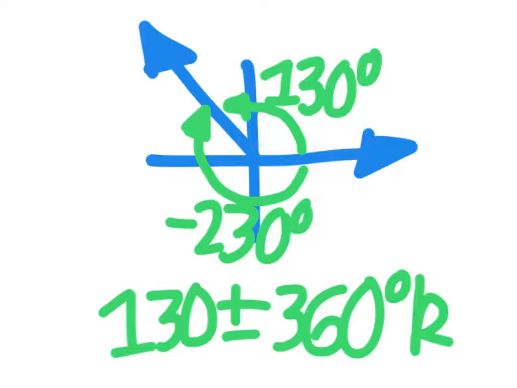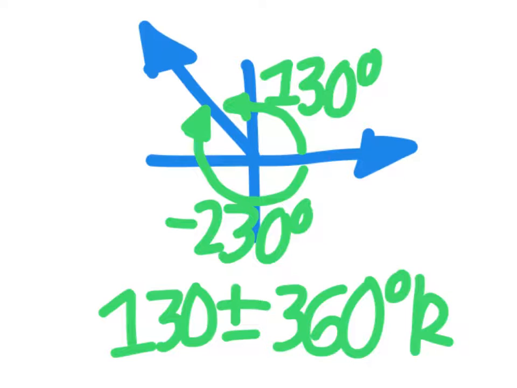Here we see an example of coterminal angles, which are in standard position and share the same terminal side. The 130 degree angle and the negative 230 degree angle are coterminal. Further, angles are also coterminal when they share terminal sides as a result of complete rotations. For example, a 20 degree angle and a 380 degree angle in standard position are coterminal.